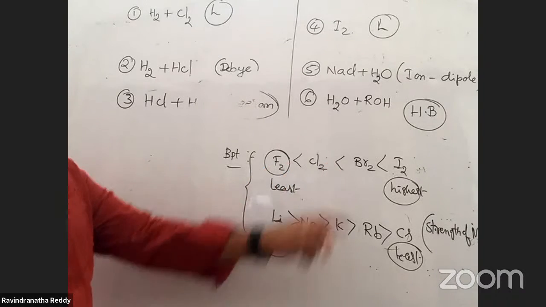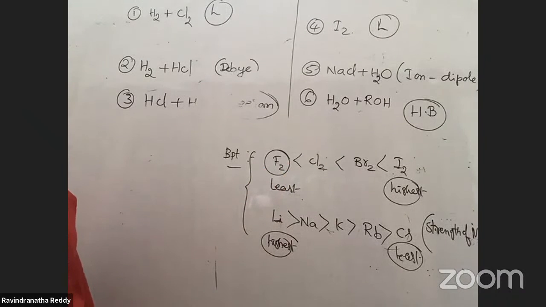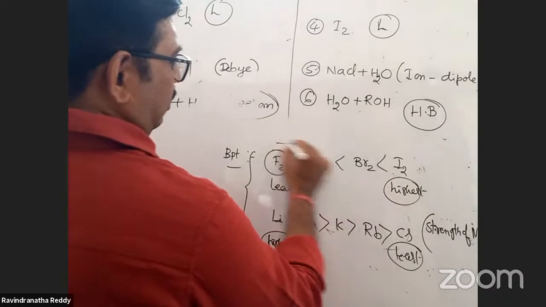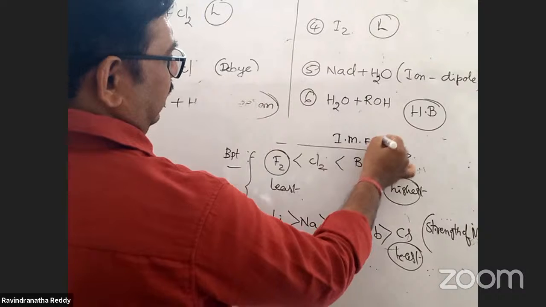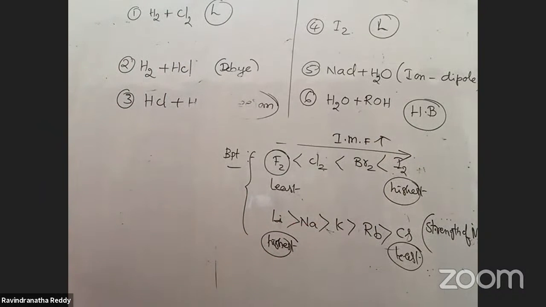Fluorine, chlorine, bromine, iodine: this is not metallic bond. These are intermolecular forces. So intermolecular forces increase; size increases, intermolecular forces increase, boiling point increases. Getting this point?